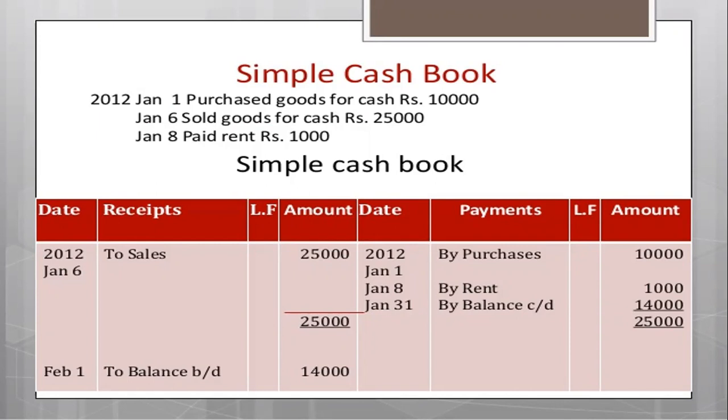So we have total inputs or inflows of 25,000 and total outputs or outflows or payments of 11,000. That is 10 purchases and 1 rent. So on deducting 11 from 25, we will see the remaining balance, that is balance carried down. That shows at the end of that particular period, the cash in hand is 14,000, that is end of January, and for the next month, it is the opening balance.